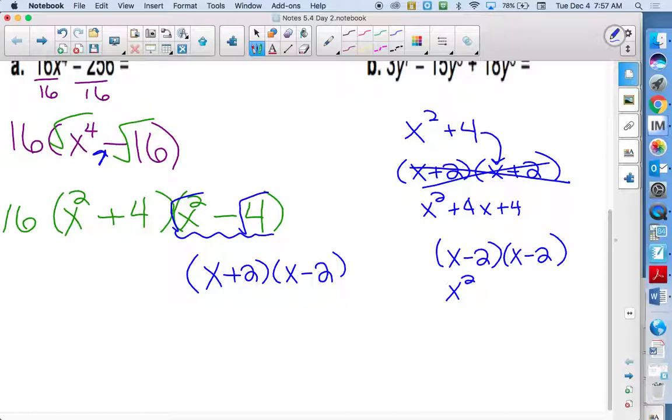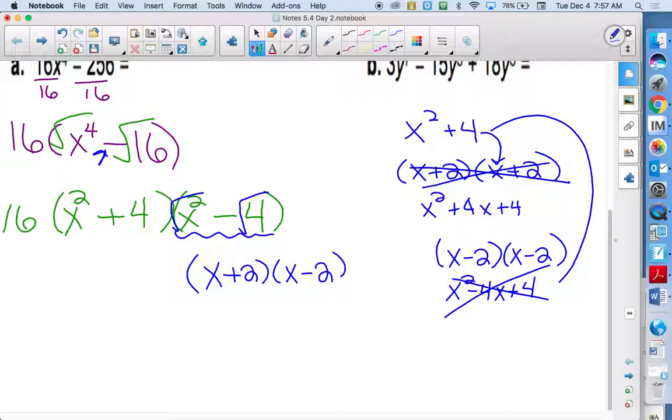You get negative 4x plus 4. And that's not the answer. So that's also not an option. Can x squared plus 4 be factored? No. So it has to be a difference, it has to be a minus sign, because when you FOIL the sum and the difference together, that's how you get those two pieces to cancel out.